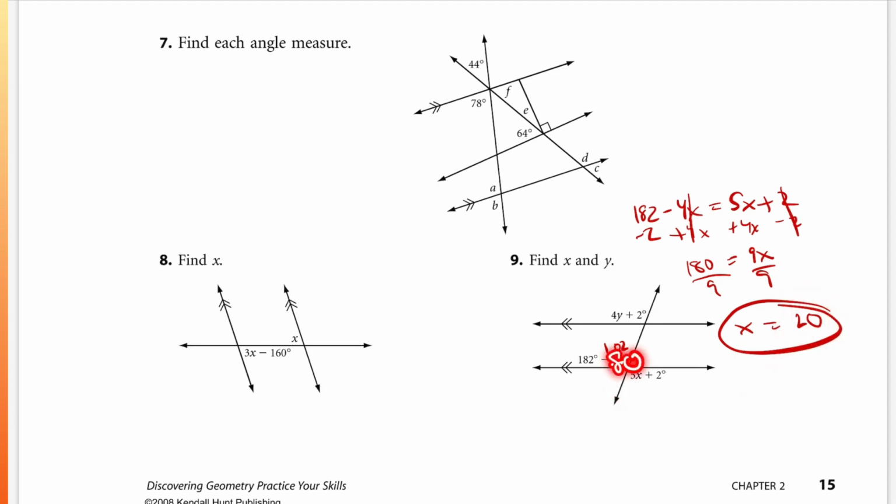Subtract 2 from both sides. You get 4y equals 100. Divide by 4, y equals 25. All right, and that's pretty much it. We will do 3.3 next class.